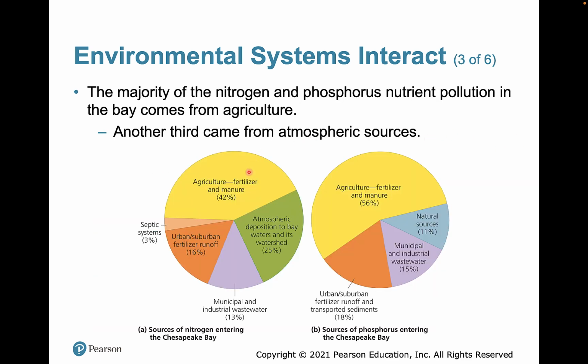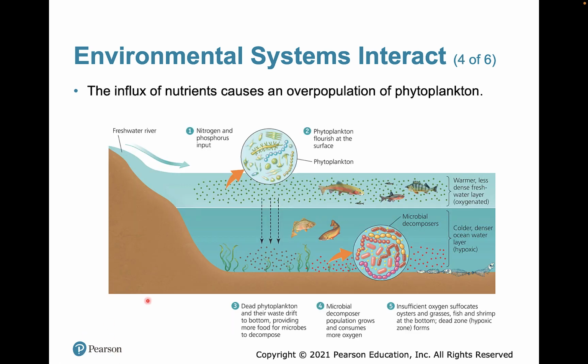Most of the nitrogen and phosphorus pollution comes from agriculture, right? This is nitrogen and this is phosphorus, but quite a bit, in terms of the nitrogen, comes from the atmosphere, okay? Fertilizer, right? When you fertilize your lawn, or you fertilize flowers and you don't do it carefully, a lot of that is going to run off into the watershed.